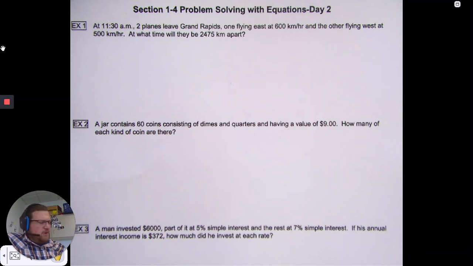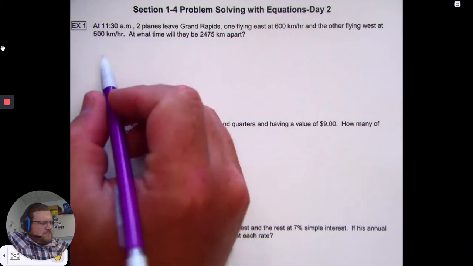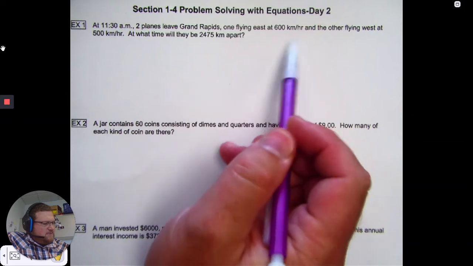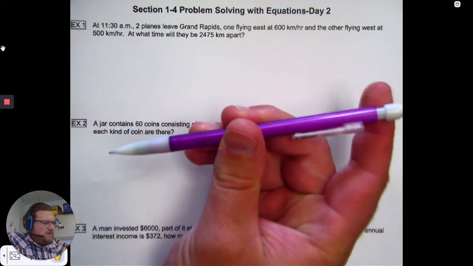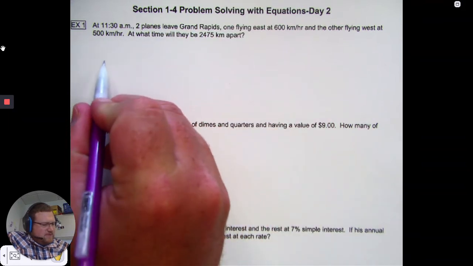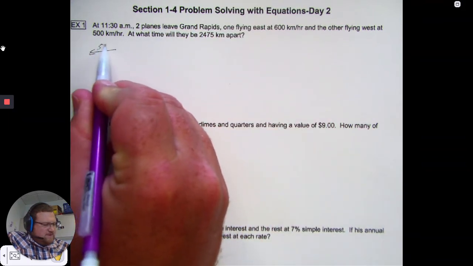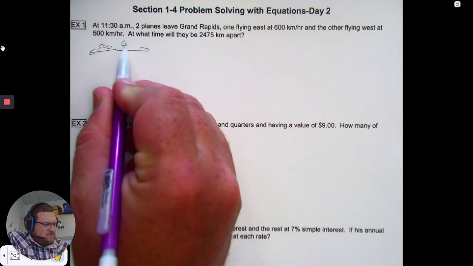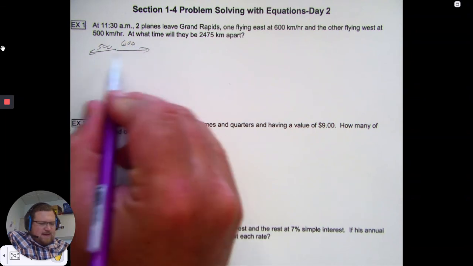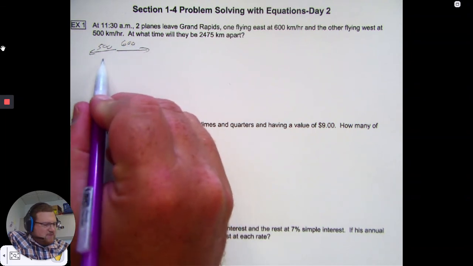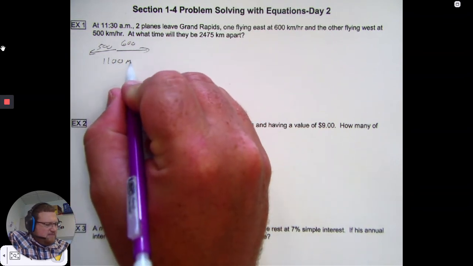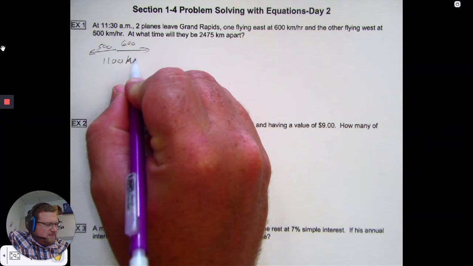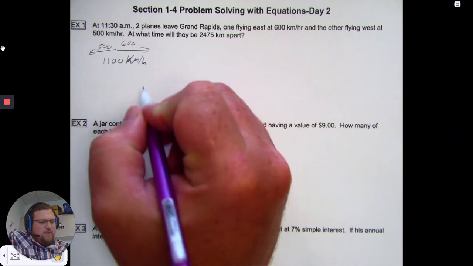2,475 kilometers apart? So when we're doing this, what I always like to think about is, okay, if one's moving 600 in one direction, the other one's moving 500 in the other, how quickly are they moving away from each other, right? So if this one's moving 500, this one's moving 600 this way, because they're direct opposites of each other, we can just add them together and get that they're moving apart at a speed of 1,100 kilometers per hour.